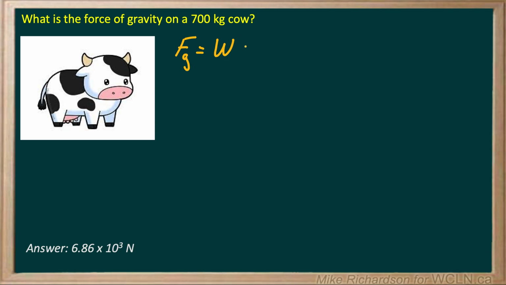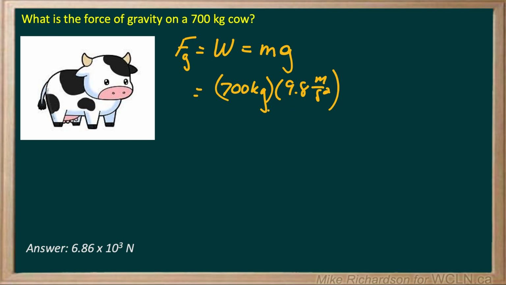Now, if we're assuming we're on the surface of the Earth, the shortcut we can use is just m times g, where the mass has to be in kilograms, and g is the gravitational field strength of the Earth, which we know is 9.8. So it's fairly simple. We simply go 700 kilograms, mass of the cow, times 9.8 meters per second squared. And when we multiply those two things together, we get 6.86 times 10 to the 3 newtons.